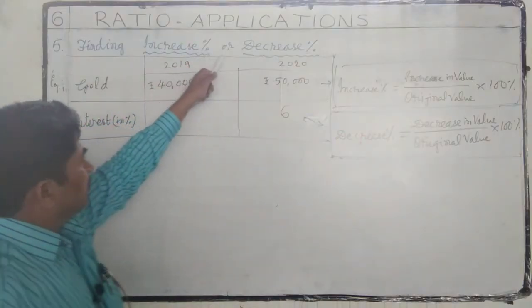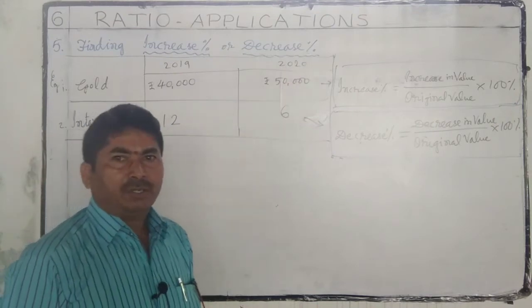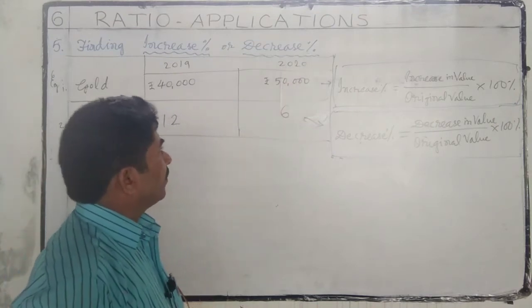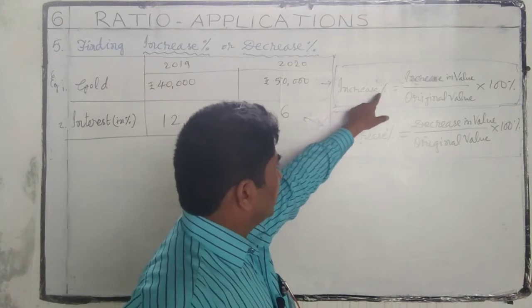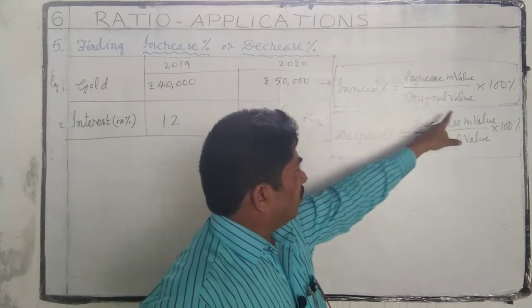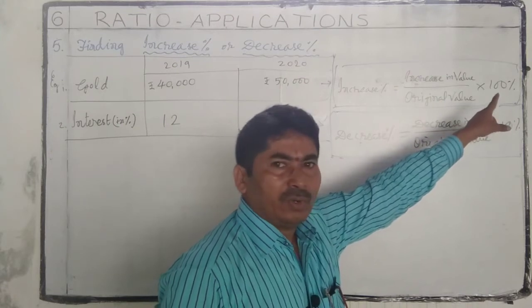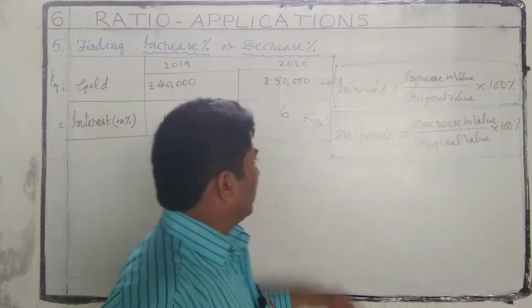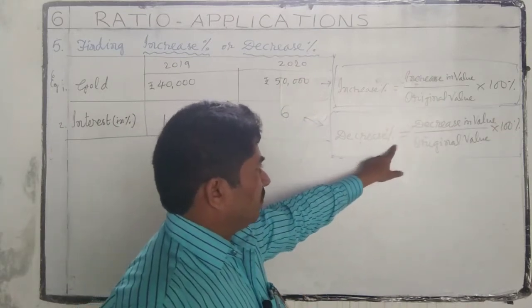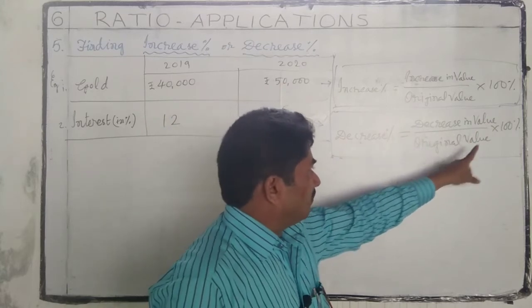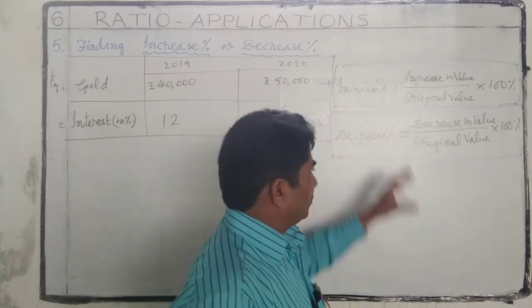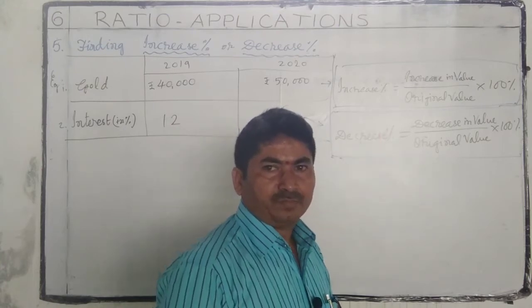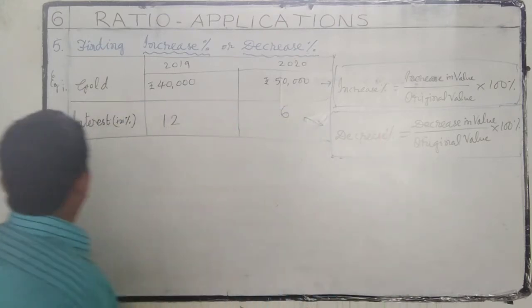Finding increase percent or decrease percent. To understand this, here we have two formulas. Increase percent is equal to increase in value by original value into 100 percentage. Decrease percentage is equal to decrease in value by original value into 100 percentage. To understand these formulas, here we have two examples.